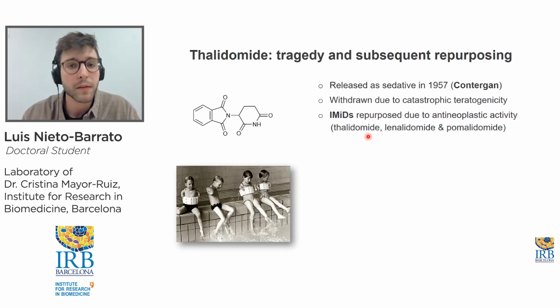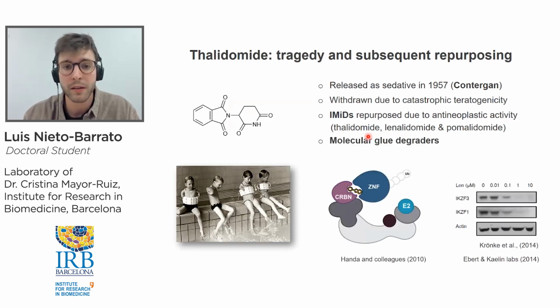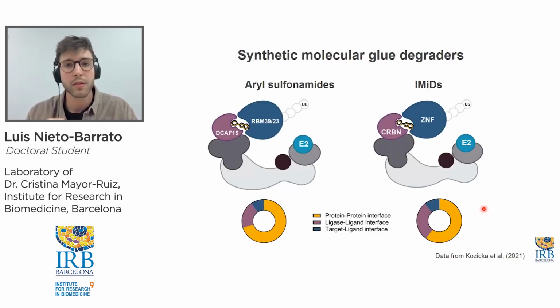But it wouldn't be until 50 years later that the scientific community realized that IMIDs were acting through a molecular glue degrader mechanism. Seminal studies showed that IMIDs were inducing the degradation of transcription factors that otherwise would be undruggable, and some examples are Ikaros and Aiolos. Until not so long ago, the only synthetic molecular glue degraders that we had were arylsulfonamides and IMIDs. Arylsulfonamides were never approved in clinics. IMIDs were approved, and they are actually used in a variety of clinical settings.